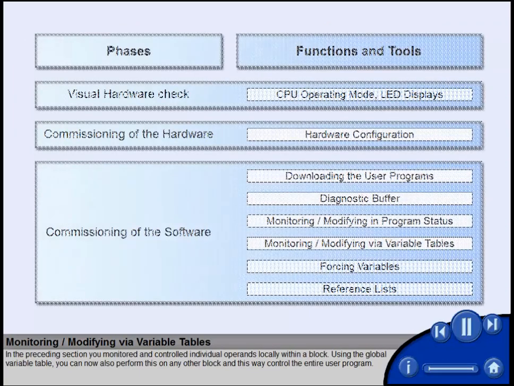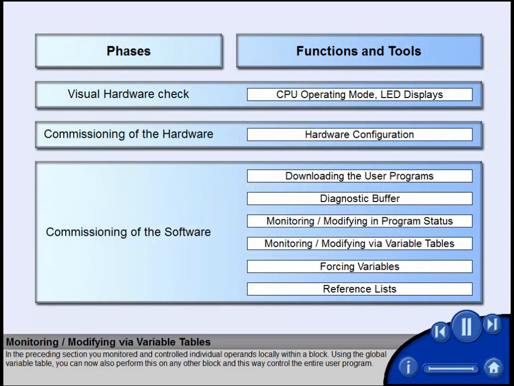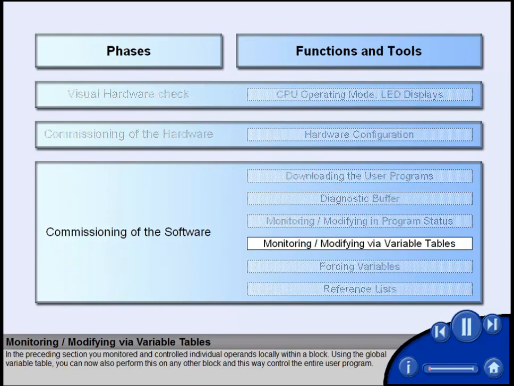In the preceding section, you monitored and controlled individual operands locally within a block. Using the global variable table, you can now also perform this on any other block and this way control the entire user program.